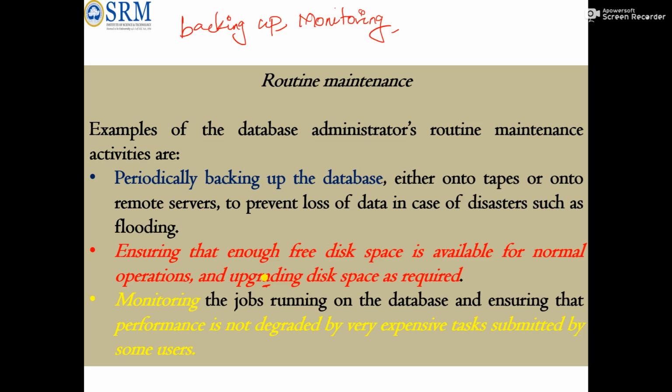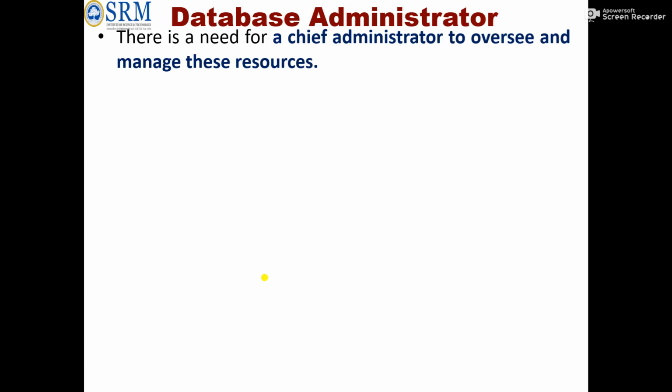The third thing is called monitoring. Monitoring the currently running activities, because performance also plays a vital role here. At any point of time, whatever the complex structure may be, the performance should not be degraded. Right? So for this, we need a chief administrator to oversee all the activities of the various users, as well as to manage various resources.